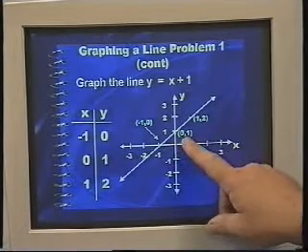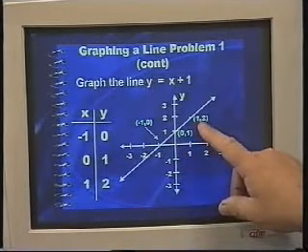You actually only need 2 points, but it's always good to have a third one as a check. Now this was quite a simple example. You understand, of course, that it can become a little bit more difficult. Let's get a bit more practice in, though, of this type of equation. So problem 2 coming up now.